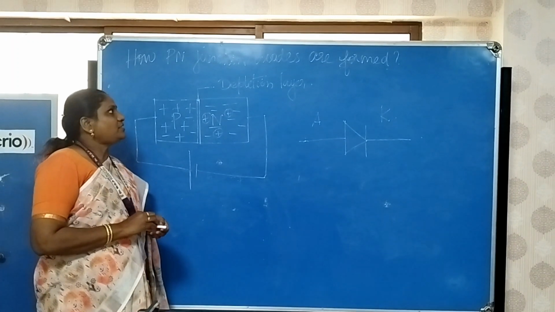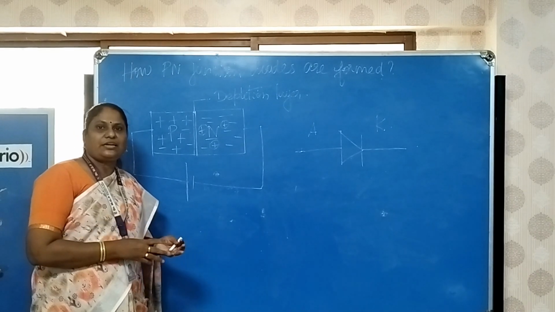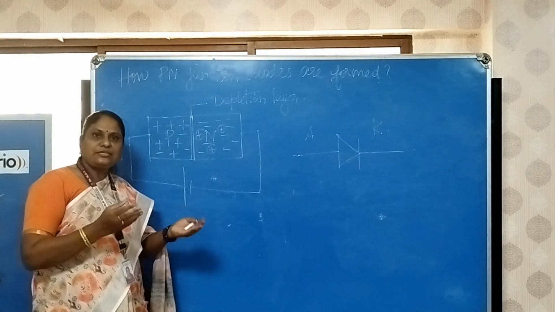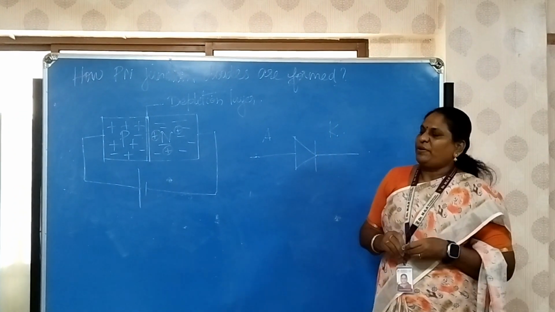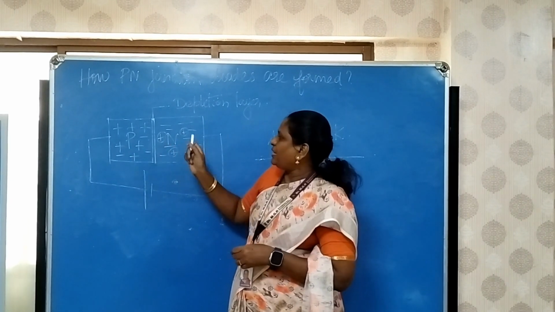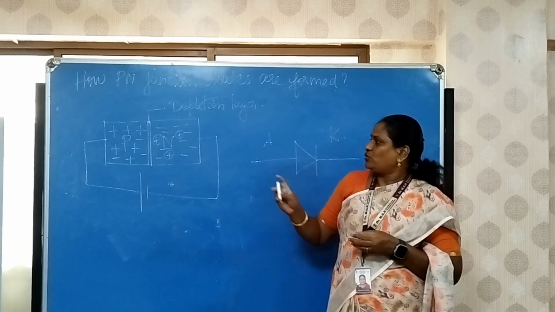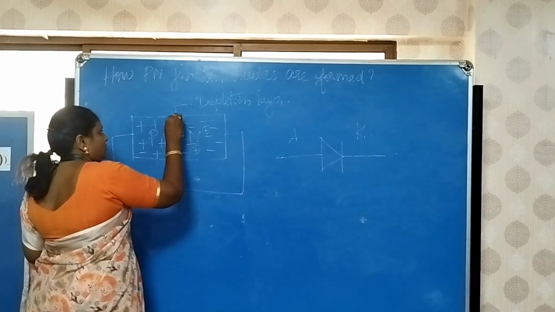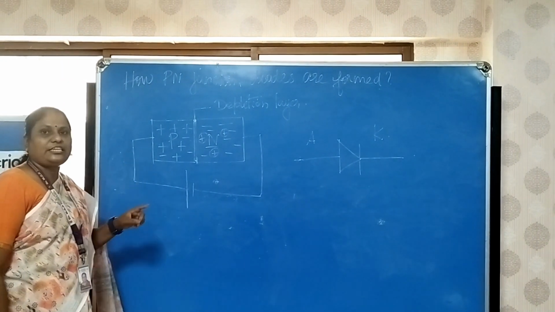Next, how PN junction diodes are formed. Previously we have discussed P-type semiconductors and how N-type semiconductors are formed. Now we are going to fuse these P-type and N-type semiconductors to form the PN junction diode. A PN junction diode is nothing but fusing P-type and N-type semiconductor material together to form a junction. This junction is called the depletion layer, where the width of this depletion layer decides whether the conduction will take place or not.